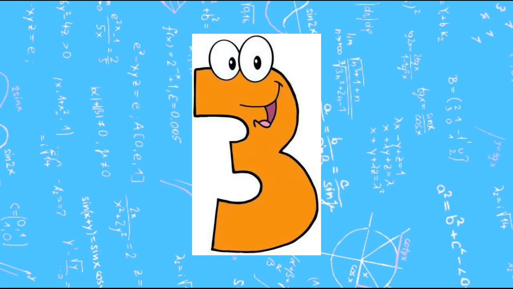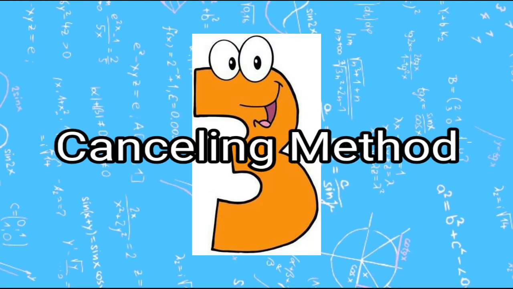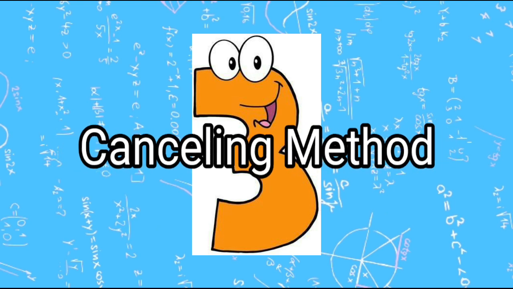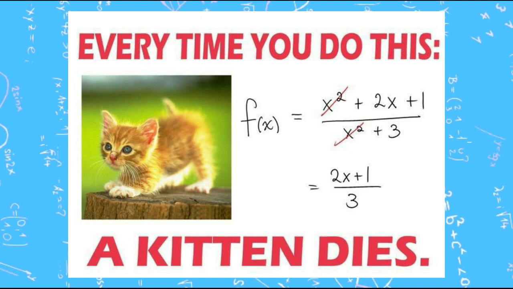And now, we have number 3, the cancelling method in dividing algebraic expressions. Now, here's a meme about this method. Can you spot the mistake there?